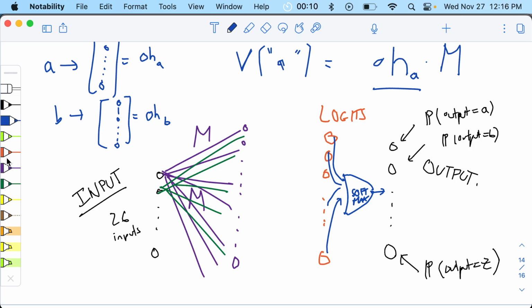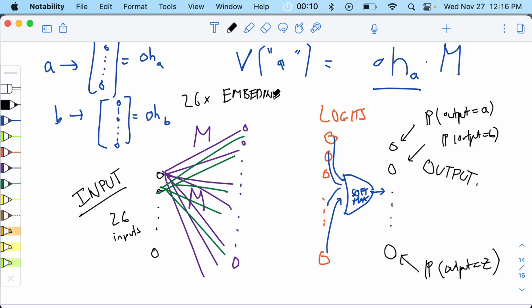So in principle, you could do anything you wanted in between. The input and the output have to be like this. But the simplest possible thing you could do is let's take the matrix M and put it on this side as well. So we have the matrix M, and we put the reverse of the matrix M. So this is right, this is 26 by embedding dimension.